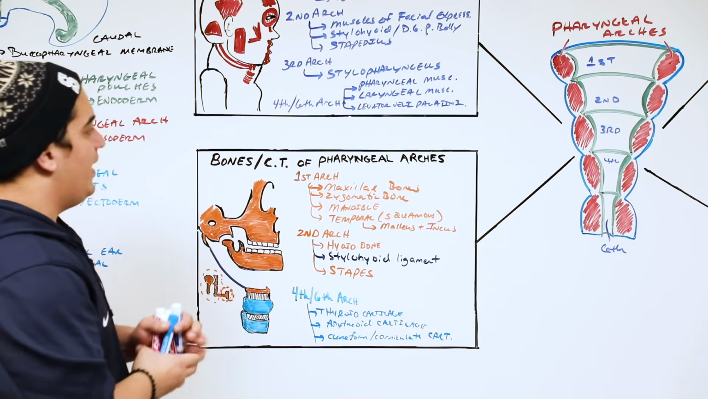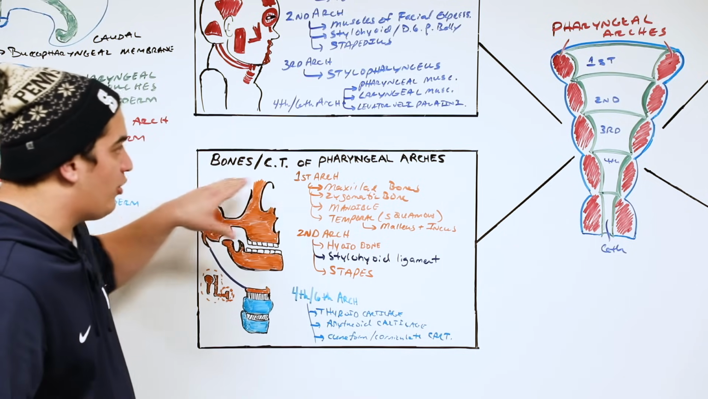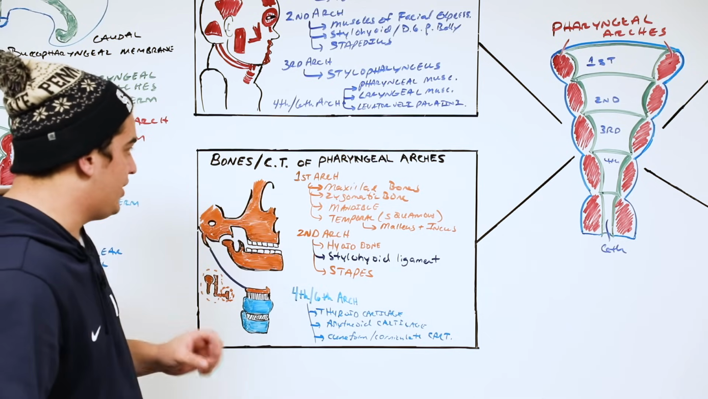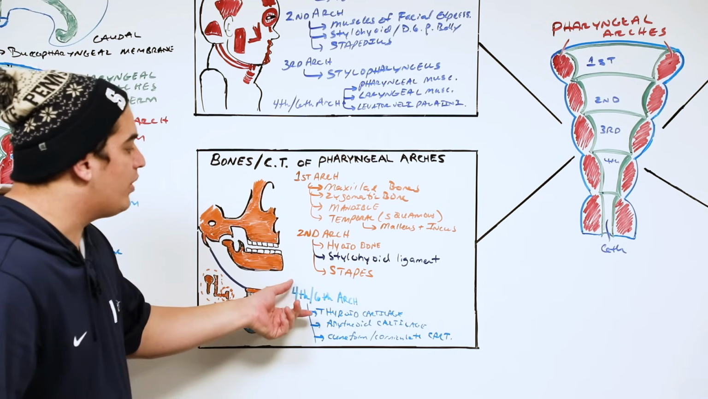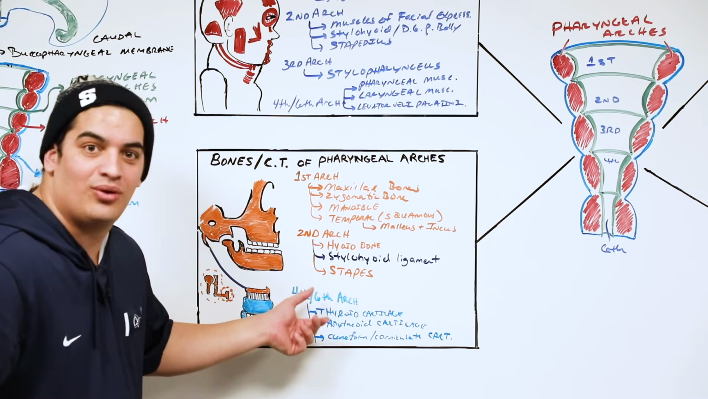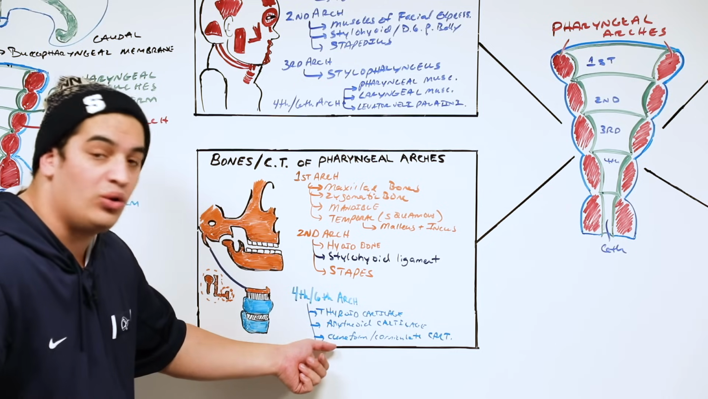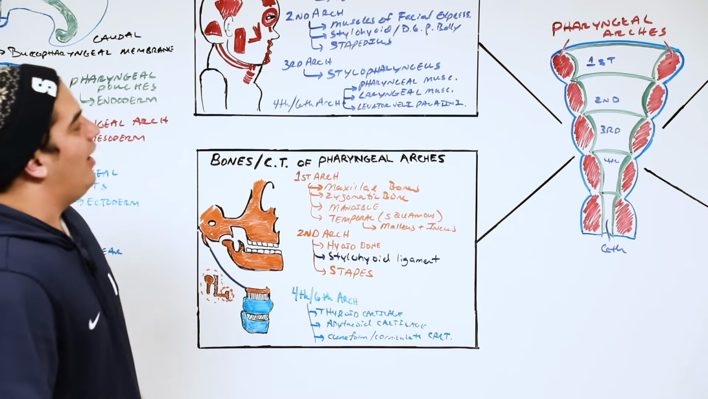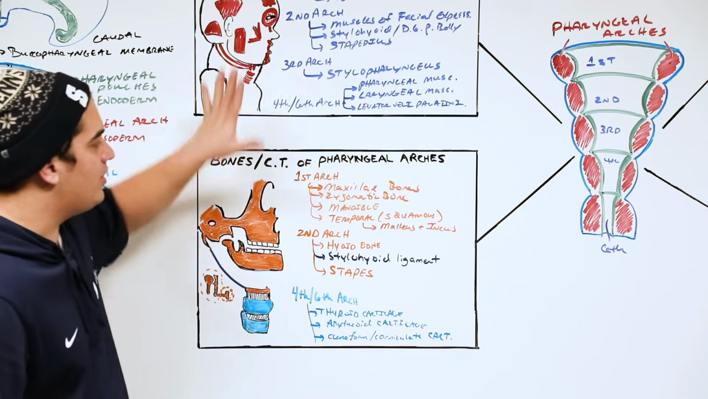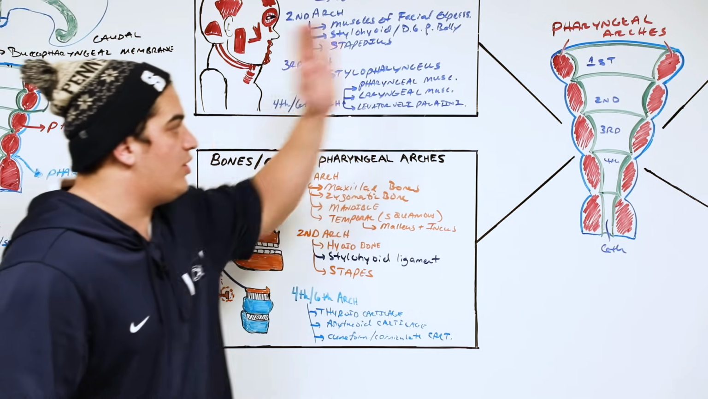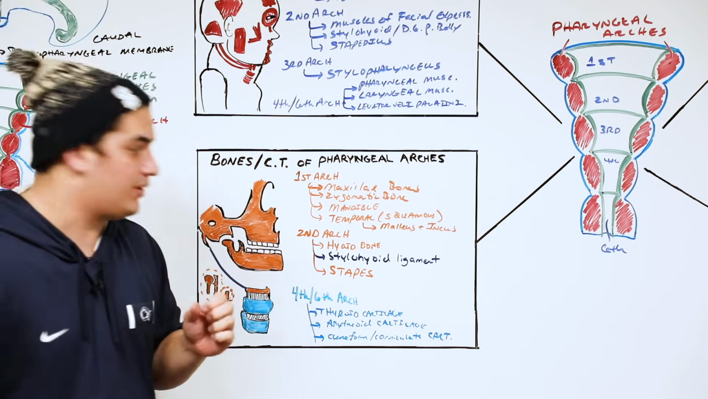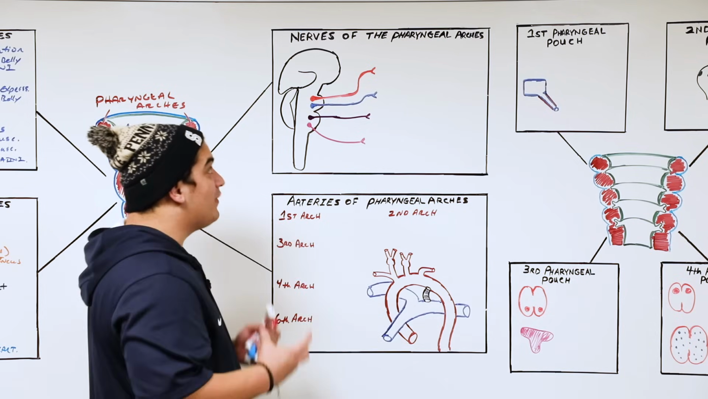So, to finish off with the actual bones that are derived from the mesoderm of the pharyngeal arches, first will give way to these bones, second to these bones and this ligament, and the fourth and sixth will give way to the laryngeal cartilage: thyroid, arytenoid, cuneiform, and corniculate. Okay, we've covered the muscles, the bones, the connective tissue, and cartilage. Now we're going to move on to the nerves derived from the pharyngeal arches. All right, so the nerves of the pharyngeal arches.